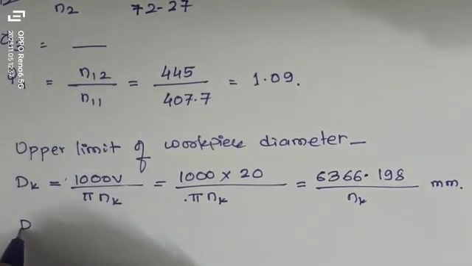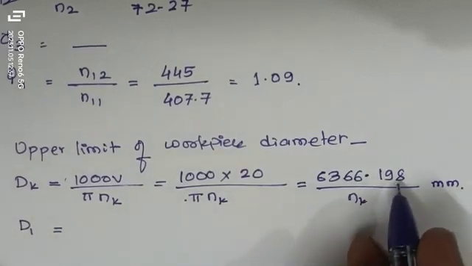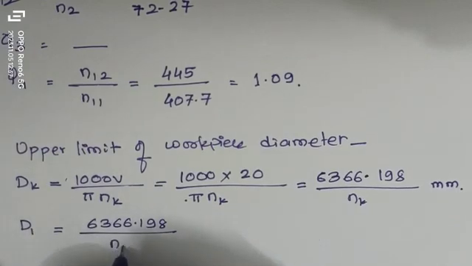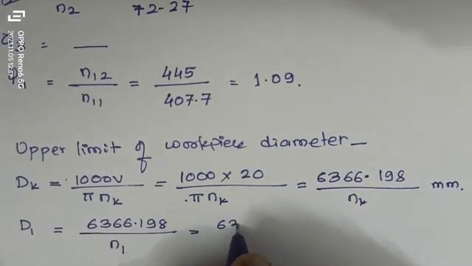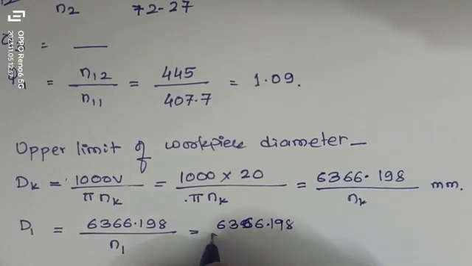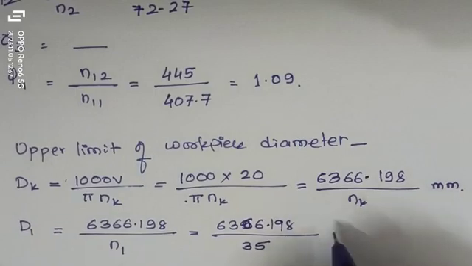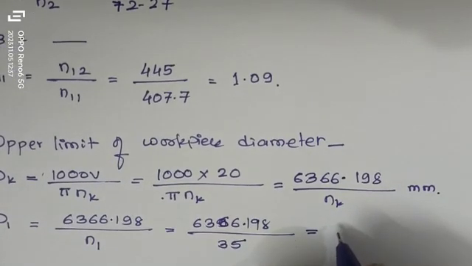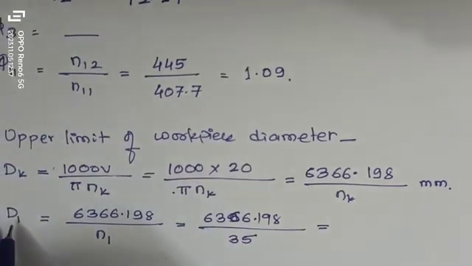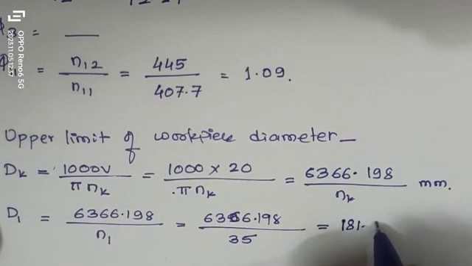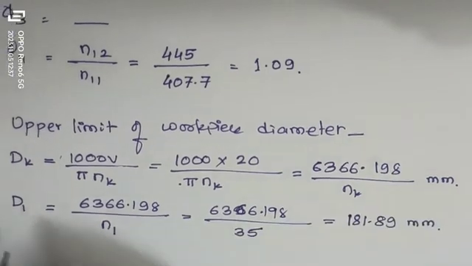So now I'll say d1 equal to 6366.198 divided by n1. N1 is 35. So I could say the upper limit of workpiece diameter, that is d1, will be 181.89 mm.